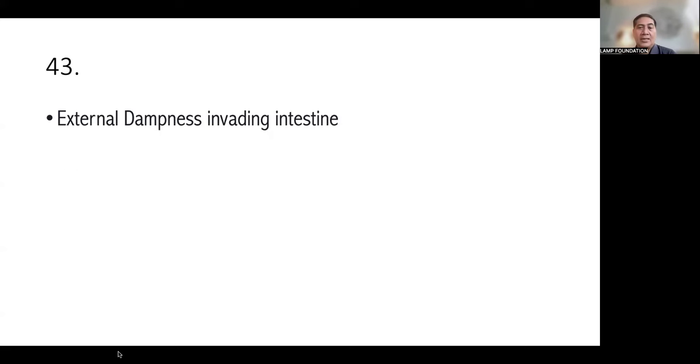What about external dampness invading the intestine? There's acute onset of watery diarrhea without smell, abdominal pain, and a feeling of heaviness. The tongue is white, thick, and sticky, and the pulse is slippery.